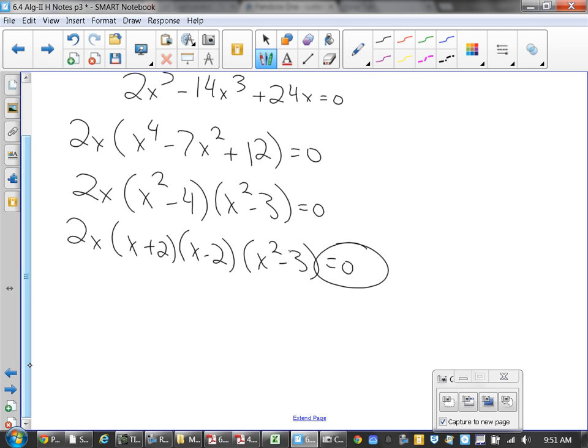So what are your possible zeros then? Well, 0, plus or minus 2, and plus or minus the square root of 3. And take a look. You have a 5th degree polynomial. How many possible zeros do you wind up with? 5. What direction is this going? Up. Wait, it's 5, down. Yeah.